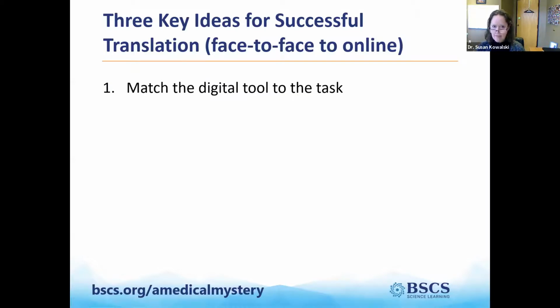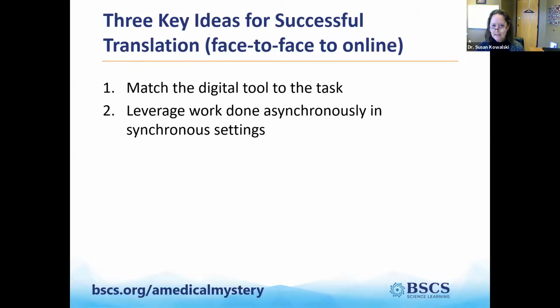The first one is to match the digital tool to the task. The second is to leverage work that students do asynchronously into any synchronous session you have, and attend to community building. So let's unpack those one at a time.